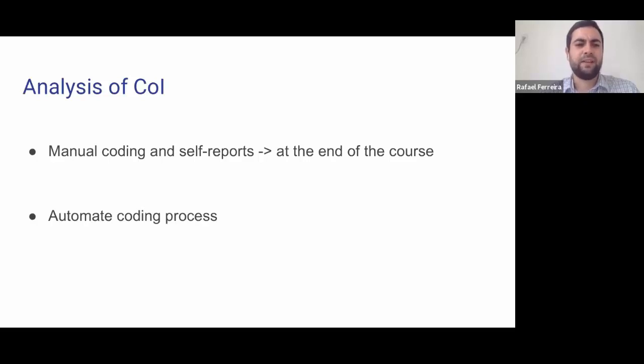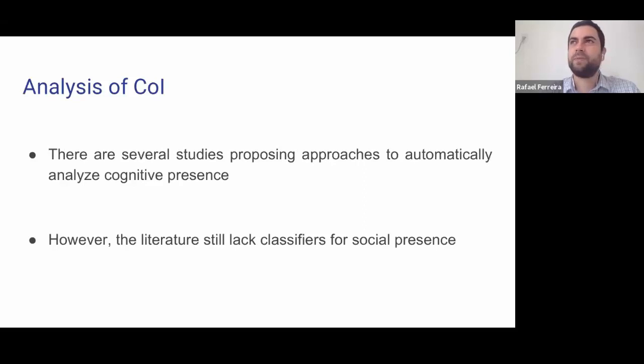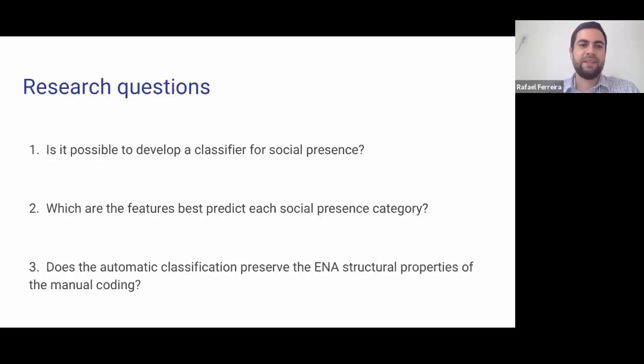So in the last few years, there were several classifiers proposed, especially for cognitive presence, that try to automate this process of coding the messages in online discussion. And there are several papers that approach cognitive presence, not only for English, but also for Portuguese, for example. However, the literature still lacks classifiers for social presence. And this is the main goal of this work, but we also asked other questions.